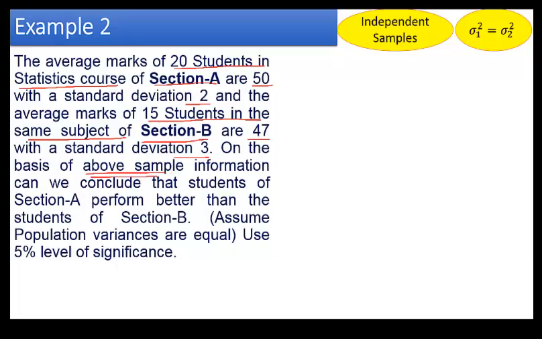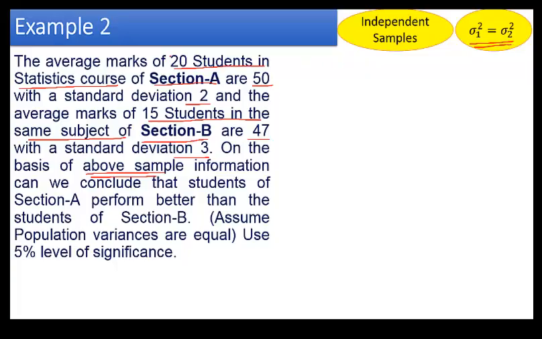On the basis of the above sample information, so the example states that the provided information is sample information. Section A will have a lot of students, and 20 students are randomly selected from section A, whereas 15 students are randomly selected from section B. So we have two samples here. They are independent, since there is no dependence between the students in section A and section B. Similarly, we can see the population variances are equal. So again it is a pooled test.